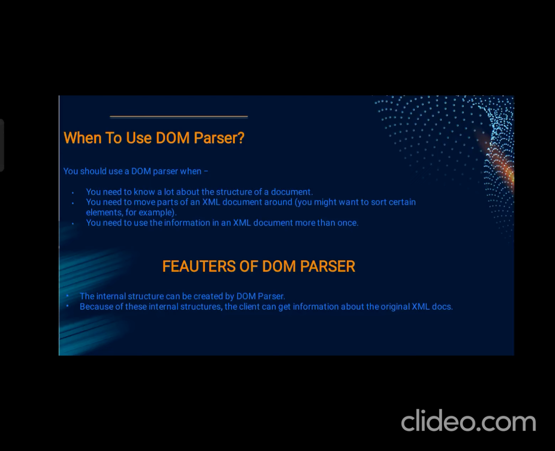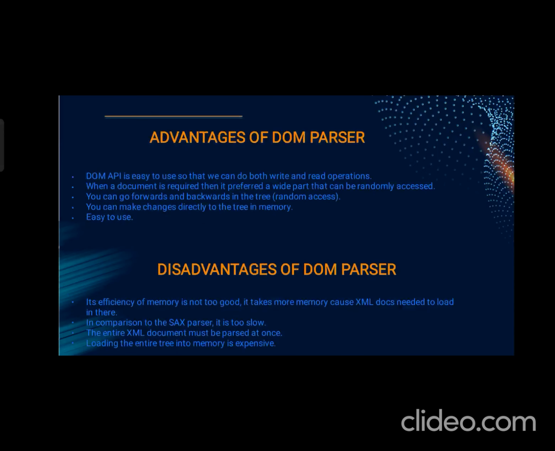Next is the feature of DOM Parser. The DOM Parser can create an internal structure. From the internal structure, the client can get the information about the original XML docs. Next are the advantages of DOM Parser. The DOM Parser is easy to use. It can make changes directly to the tree in memory. We can go in forward and backward directions in the tree. We can randomly access a wide part of the document.